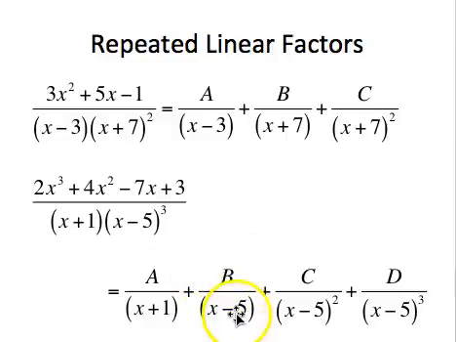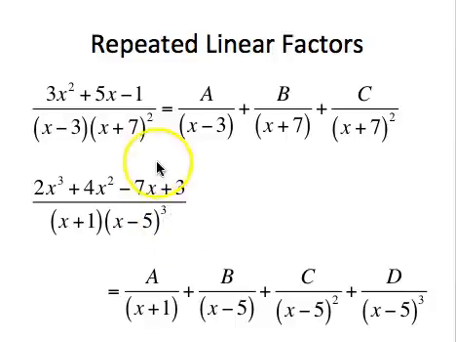Well, I need something over x minus 5, something else over x minus 5 squared, and something still different over x minus 5 cubed. Notice, if I add those 4 algebraic fractions together, what is the least common denominator? It would be x plus 1 times x minus 5 cubed. So there are 4 pieces we'd have to find here, and the algebra would get unpleasant, but that's how we would set that thing up to begin with.